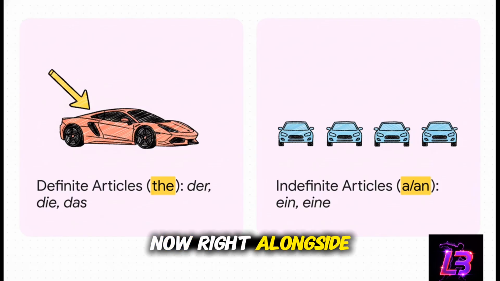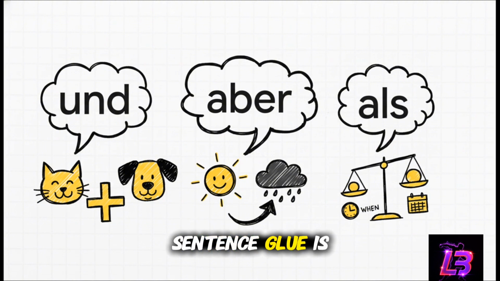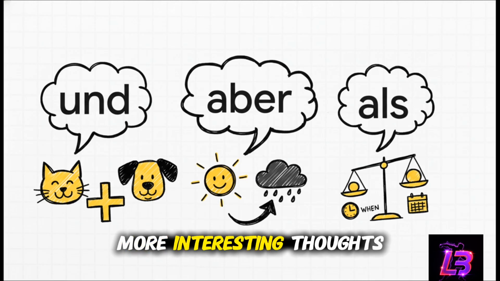Now, right alongside the, we obviously need a or an. In German, that's mainly going to be ein and eine. This is what lets you talk about the car, a specific one, versus a car, any car at all. It's a simple difference, but it's absolutely crucial. And the last part of our sentence glue is the connectors. Words like und for and aber for but are so simple and yet so powerful for linking your ideas together. And then you have a great one like als, which is super versatile. It can mean as, than, or when. This is the stuff that lets you turn basic statements into much more interesting thoughts.